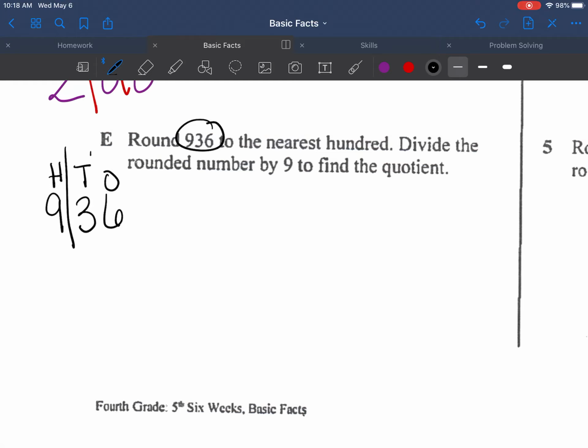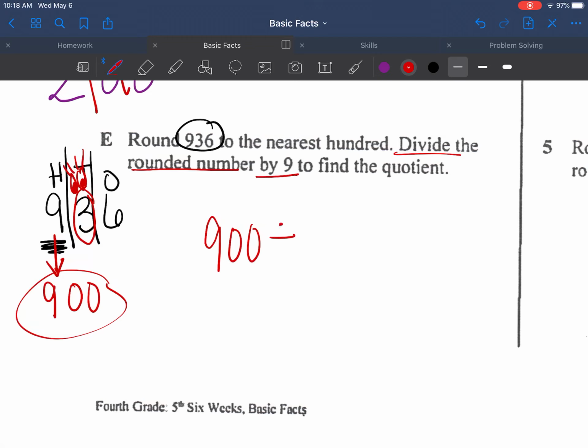Letter E, round 396 to the nearest 100. Circle the number to the right. So we're looking at the 3. 5 or more, add 1 more. 4 or less, let it rest. So who's going to rest? The 3. Numbers to the right become zeros.